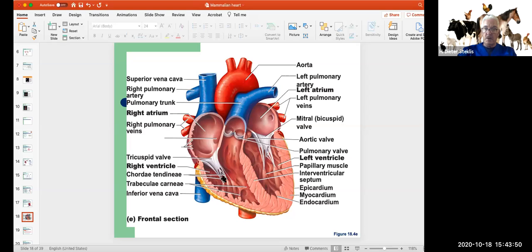The valves have these little chordae tendineae. They're like strings attached to the flaps of the valve. They're attached to little projections of heart muscle here called papillary muscles. And why do you have this? And the same thing over here. This is a bicuspid, a two-flap valve, if you like, on the left side of the heart, but the same arrangement with the chordae tendineae and the papillary muscles. So what's the function of that?